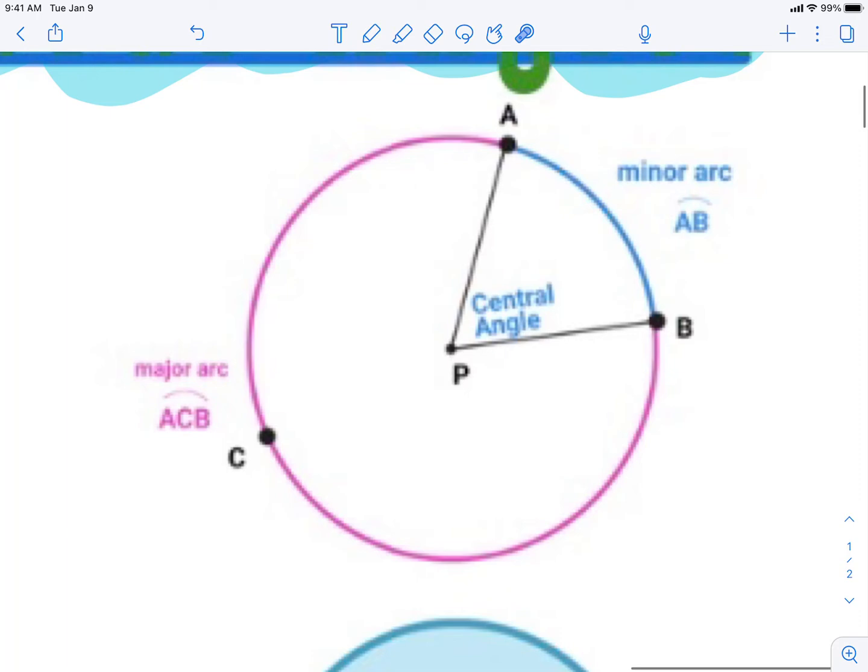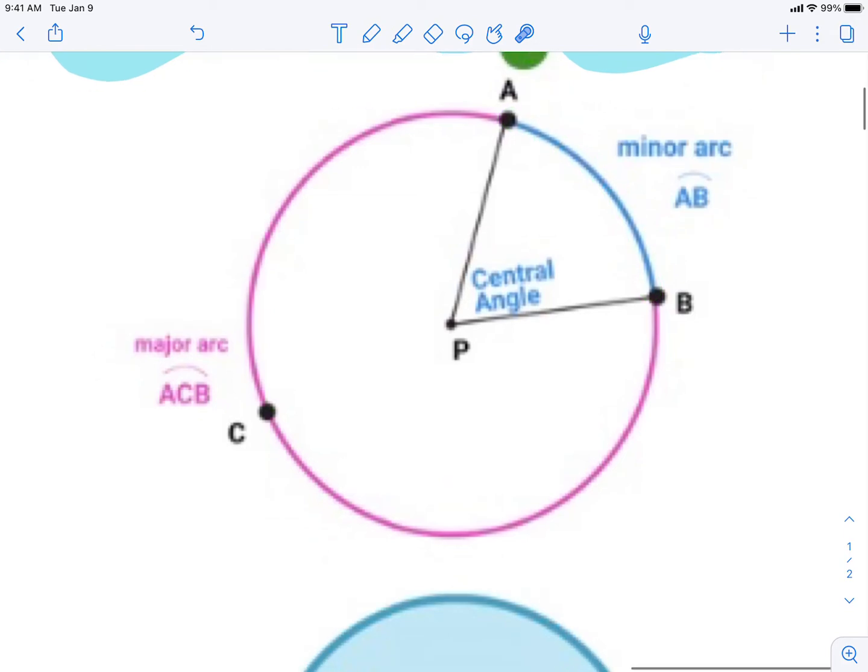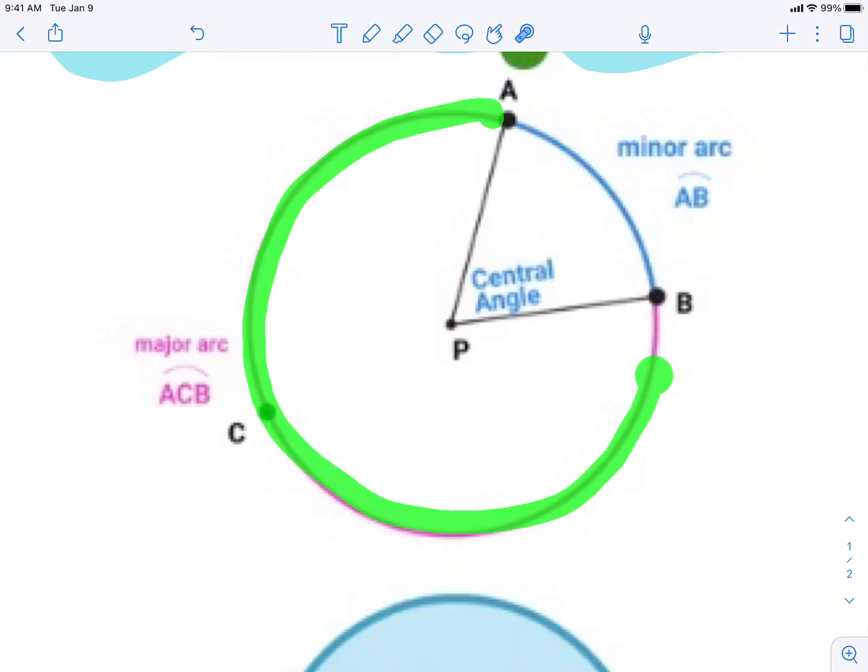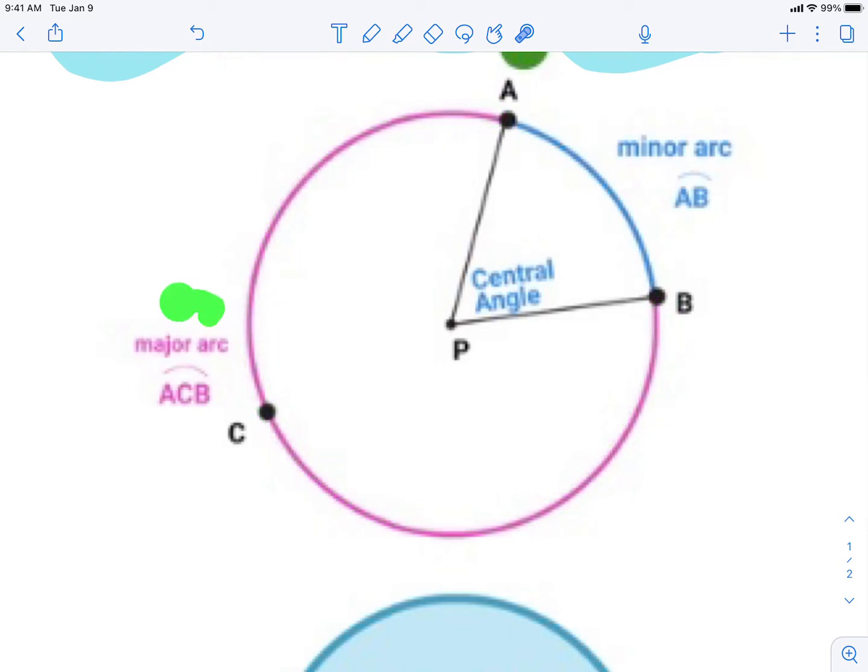And then the last thing that we are going to remember is that we have a minor arc and we have a major arc. A minor arc is when the arc is less than 180, less than half the circle. A major arc is when the arc goes more than half the circle, and it's identified with 3 letters, whereas the minor arc was identified by 2 letters.